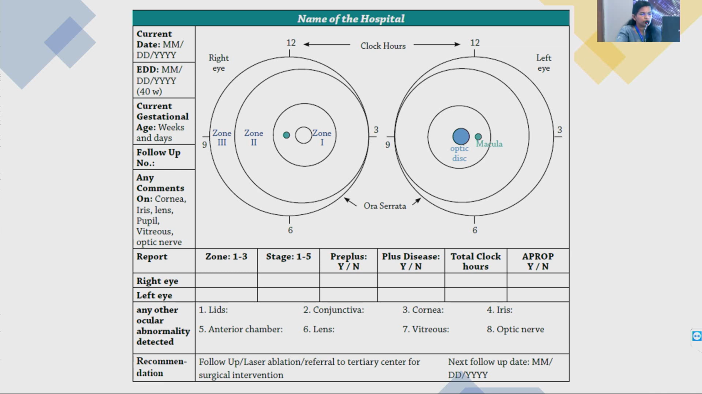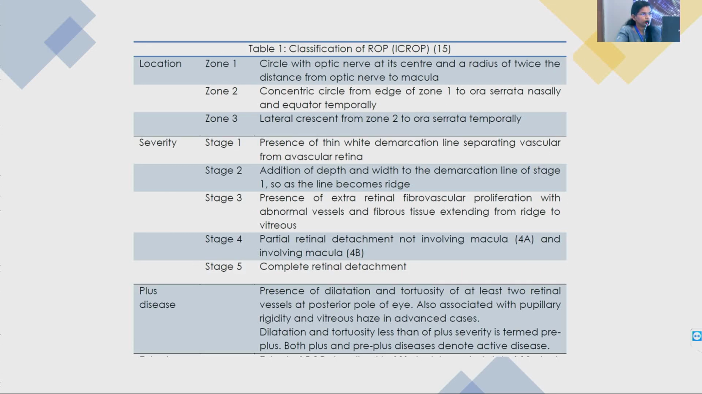We also have to record the anterior segment findings, whether the media is hazy, whether corneal haze is there, and similarly any hyphema or other anterior segment findings have to be recorded properly. For each follow-up visit, the date, time, and where the baby has to come for the follow-up, everything should be recorded and communicated. And we follow the ICROP classification of zones, stages, and plus disease.